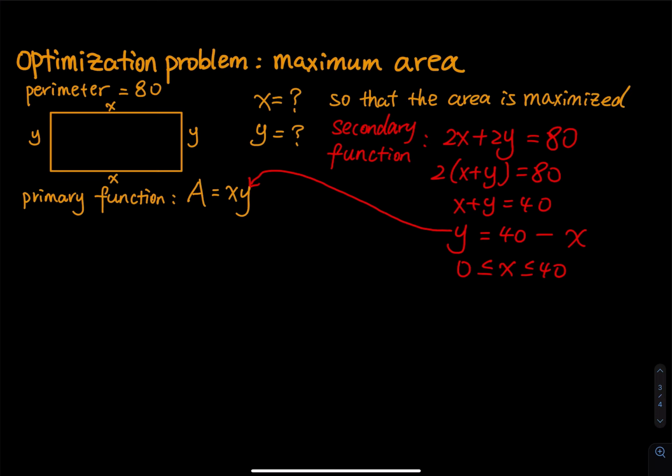All right, then you substitute the secondary into the primary, and you write the primary in terms of one independent variable. So A is equal to x times y, which is x times 40 minus x. Now let's not call this A, let's call this A of x. The area is in terms of one variable. To find the maximum area, you are trying to find the maximum value of the area function, right?